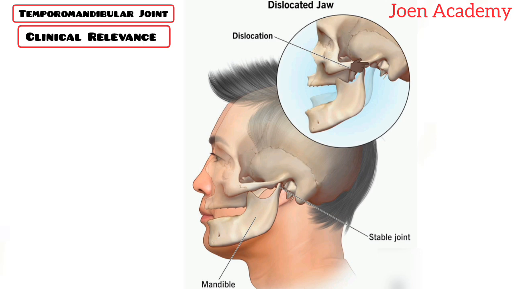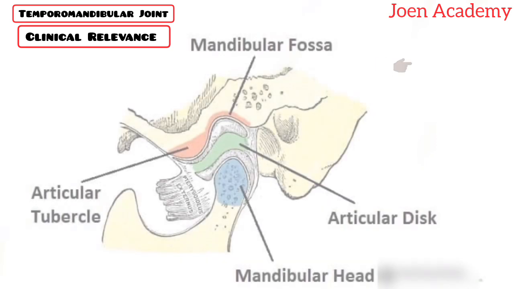Posterior dislocation of the TMJ is possible, but it is very rare, requiring a large amount of force to overcome the postglenoid tubercle and strong intrinsic lateral ligament.